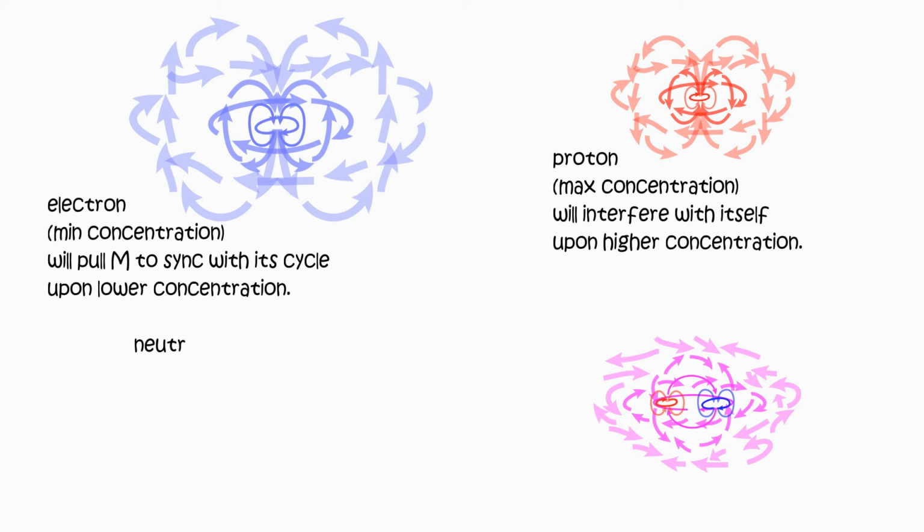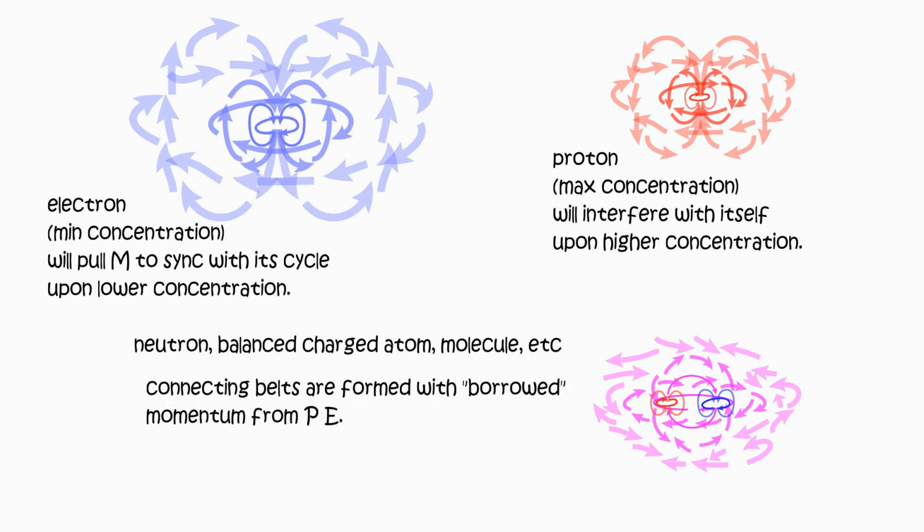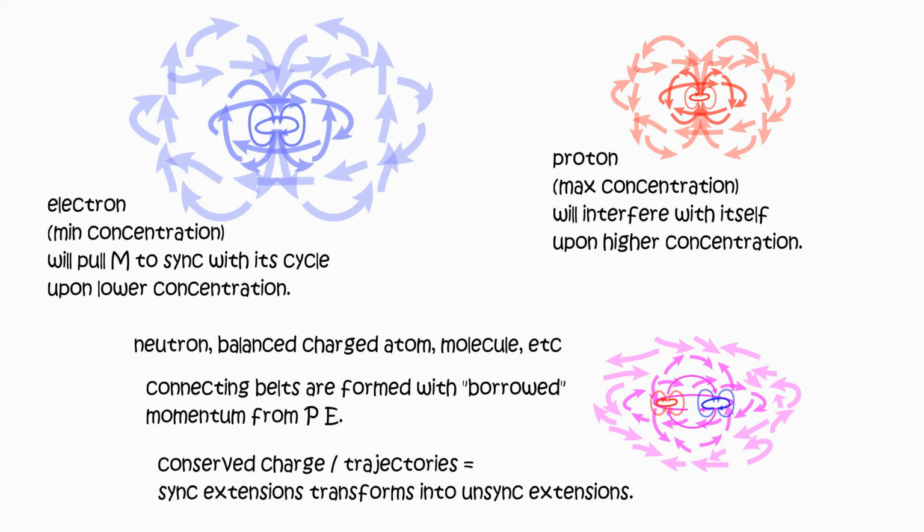Belts are generated with borrowed momentum from the main configuration. Conserved charge cannot generate similar overall disk and loop extensions, thus most synchronized extensions transform to unsynchronized extensions. Unsynchronized momentum of a field system is dispersed in an inverse square root pattern.